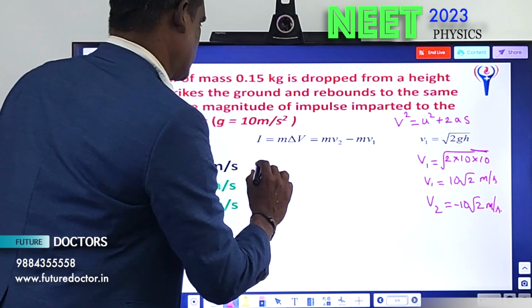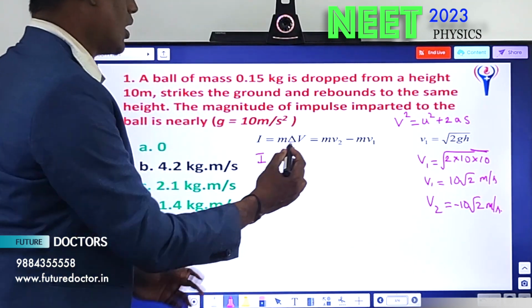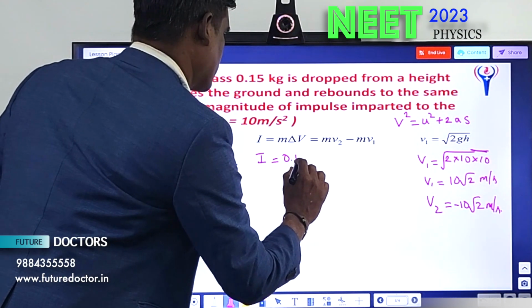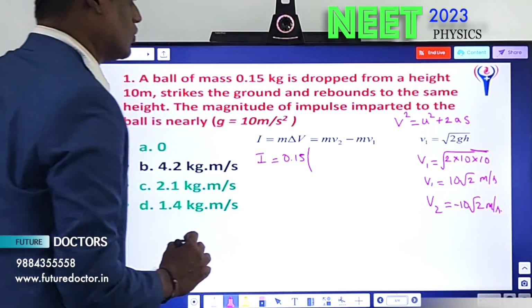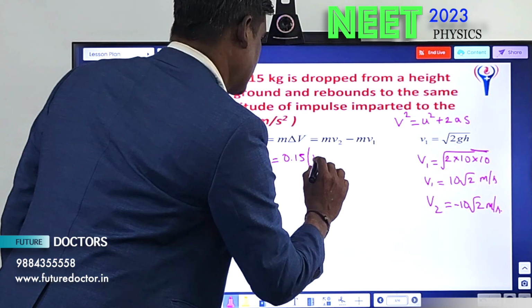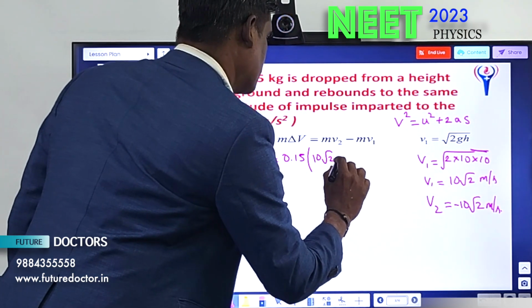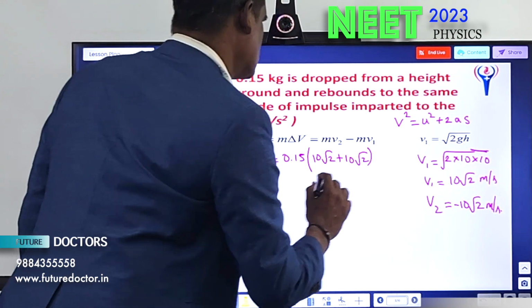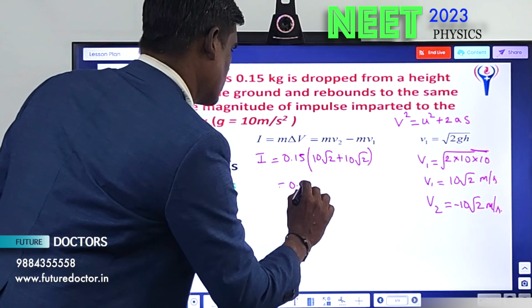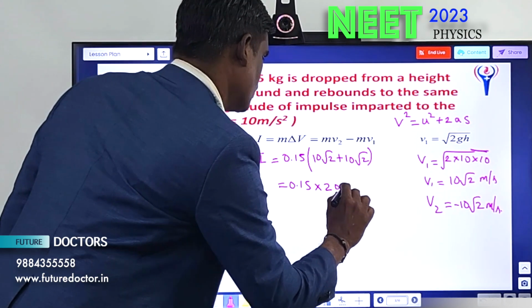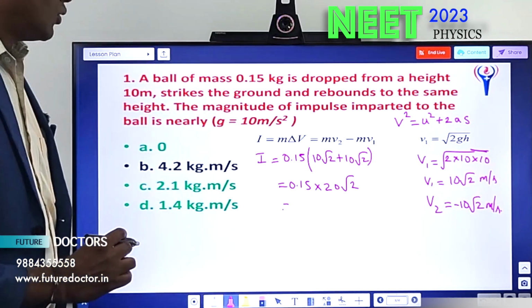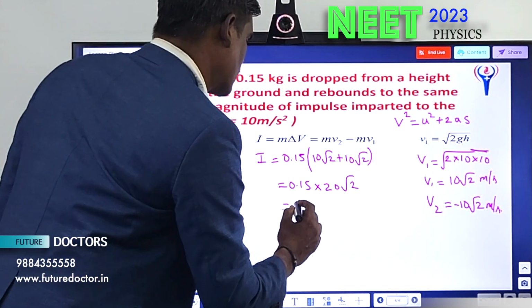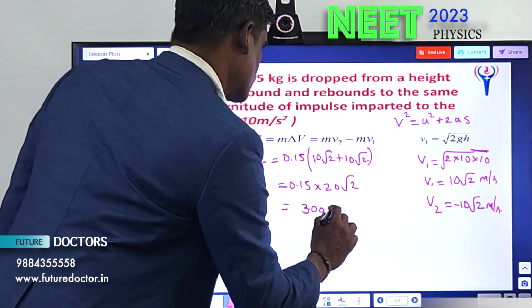Substitute that here. I equal to m, common take out, m is 0.15, into v2 minus v1, that is 10 root 2 minus of minus, plus 10 root 2, that is 20 root 2. So 0.15 into 20 root 2. 15 into 2 is 30, and 0.15 into 2 means 3 into root 2.